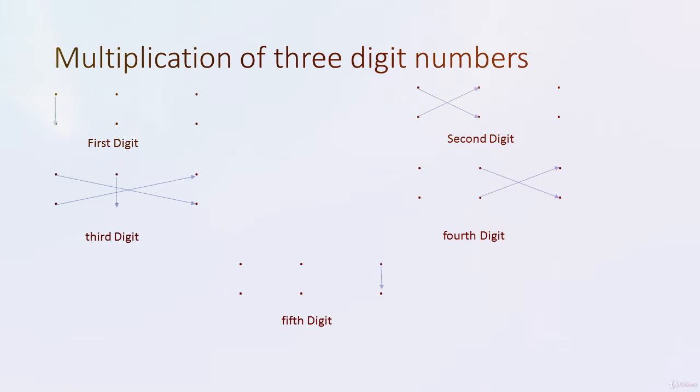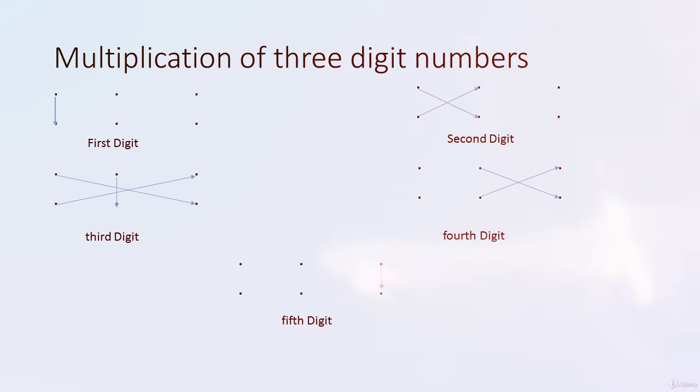The fourth digit is obtained by doing cross multiplications between second and third digits and adding them up. And the fifth digit of the answer is obtained by vertical multiplication of right hand side digits. So when we are doing 3-digit by 3-digit multiplication, we will get 5 digits as the answer, and it will be a combination of vertical multiplications and cross multiplications, and the directions of these multiplications are shown on your screen.